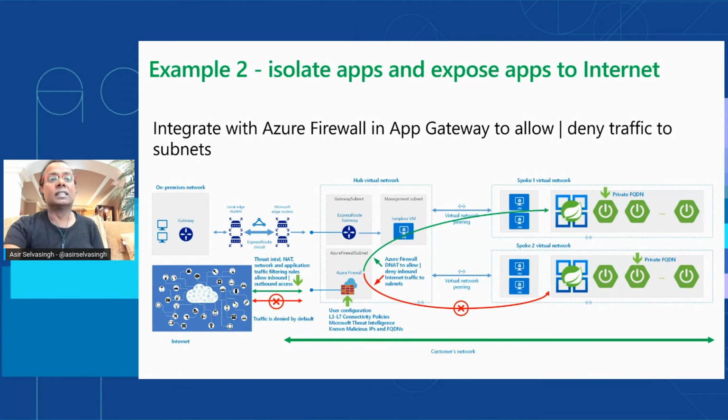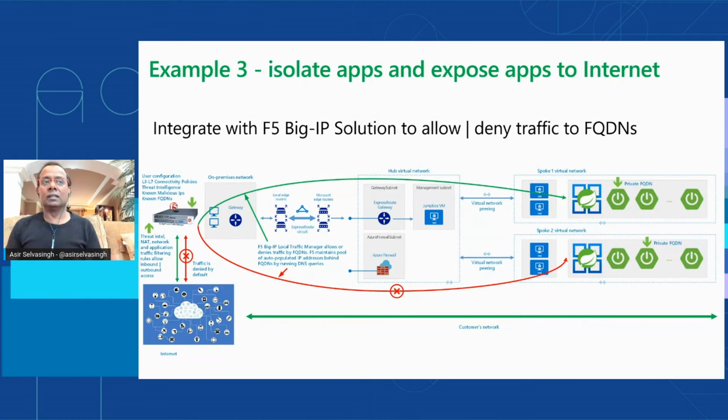Here is another arrangement where an F5 BIG-IP solution is used to allow or deny traffic to FQDNs. Here, your internet traffic is coming in through your on-prem. On-prem is where the F5 BIG-IP is running. And from your on-prem, through the connection through ExpressRoute and hub and spoke model, you can actually allow or deny traffic to fully qualified domain names sitting in Azure Spring Cloud. You can see some of them can be reached and the others cannot be reached.